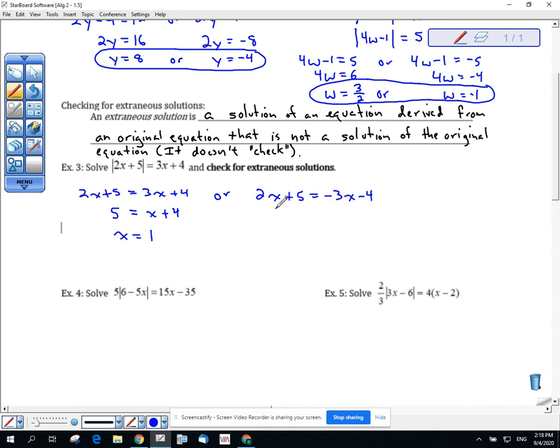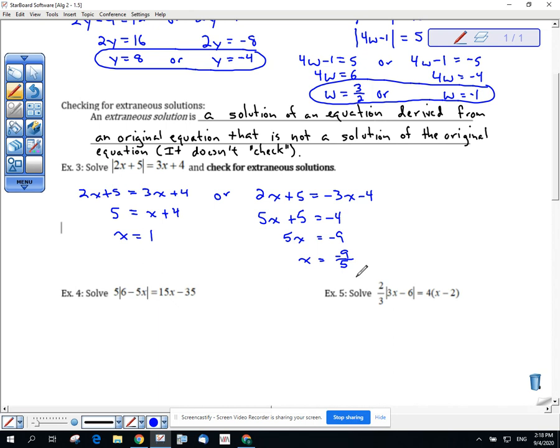Here, let's add 3x to both sides. So 5x plus 5 equals negative 4. Subtract 5. That would make negative 9 on the right. And then divide by 5. Leave it as a fraction, negative 9/5. Yes, that's negative 1 4/5 or negative 1.8. We like the fraction here.